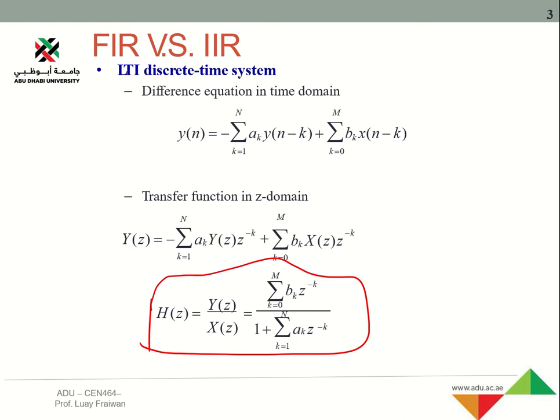Now focus on this. b k are the coefficients which come with the input signal, and a k are the coefficients which come with the output signals. Then we get our final output. So this equation basically represents an IIR, infinite impulse response, filter or system.